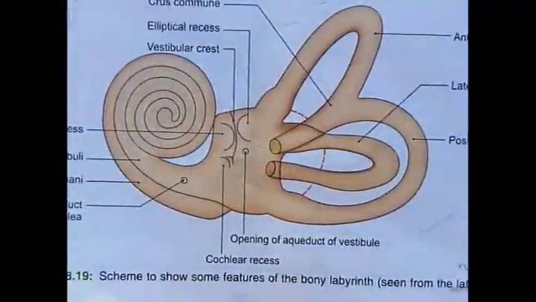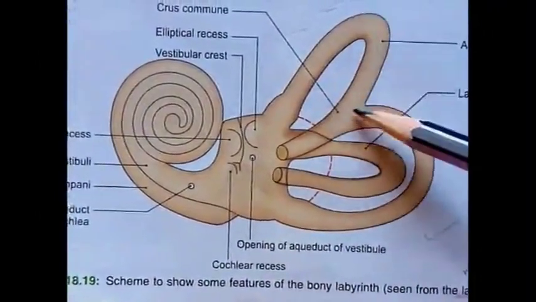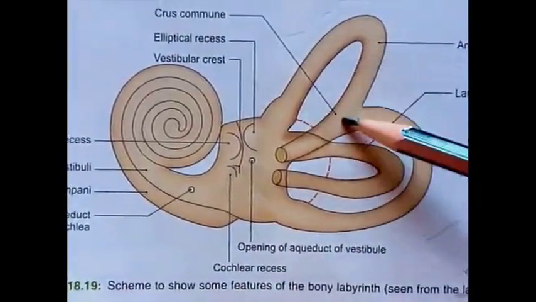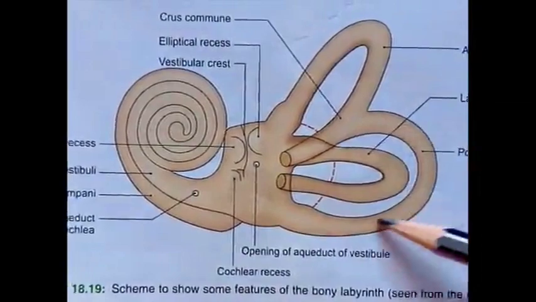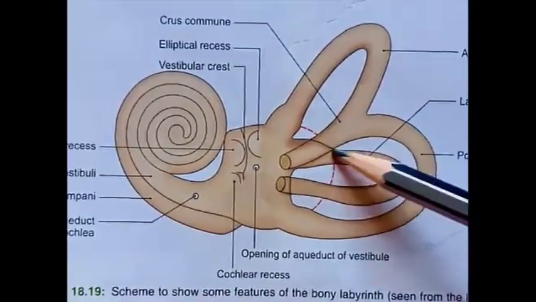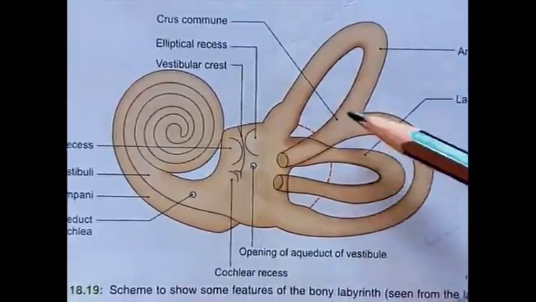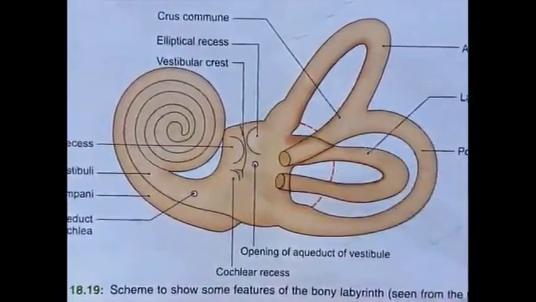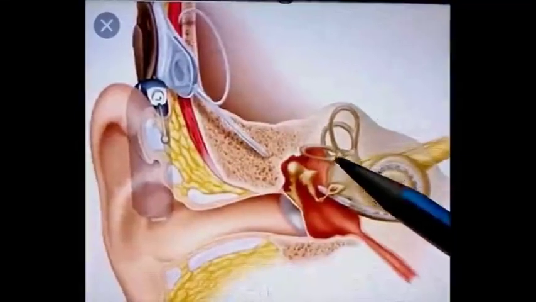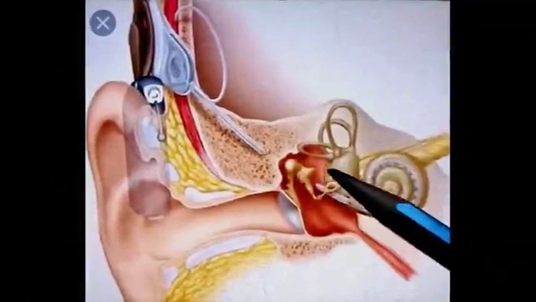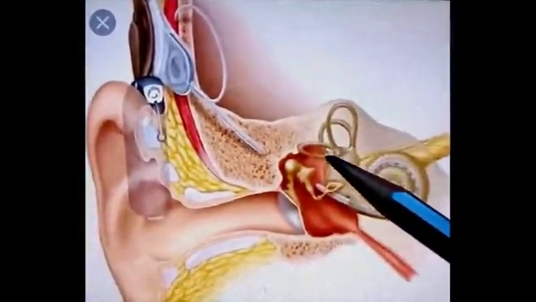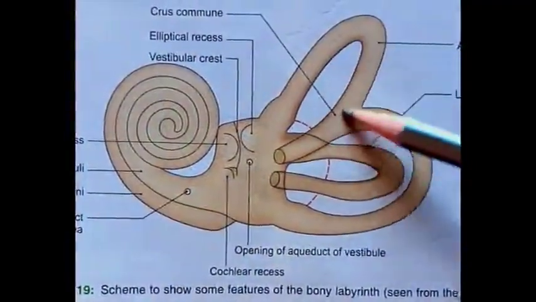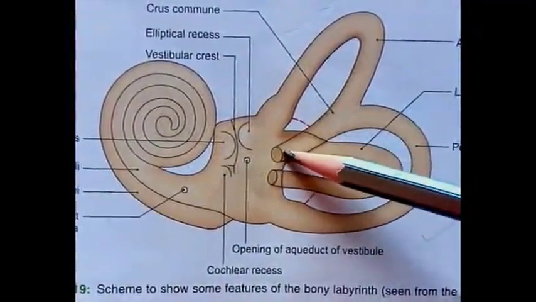Semicircular canals. There are three semicircular canals. An anterior or superior semicircular canal. Next is posterior semicircular canal, and third is the lateral semicircular canal. These lie at right angle to each other. These canals lie posterior-superior to the vestibule. In the posterior and superior aspect of the vestibule lie the semicircular canals. These canals open into vestibule by 5 openings.